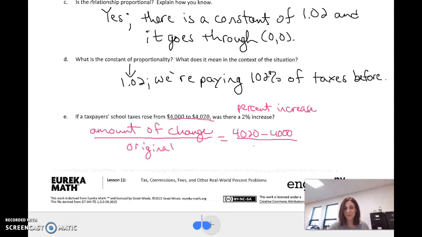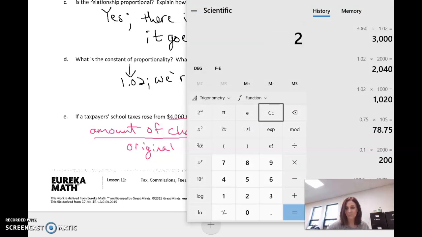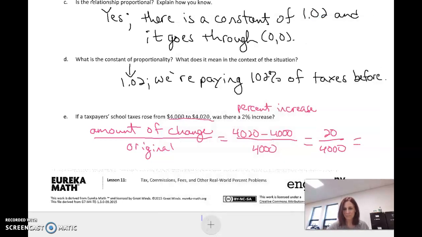And where did we start out? Well, we started out at 4,000, so we divide by it. So this ends up being 20 divided by 4,000, and we get 0.005. Now, knowing what we do about changing things to percents, I move it 2 places over, and I basically get 0.5%. Was there a 2% increase? No. There was a 0.5% increase.